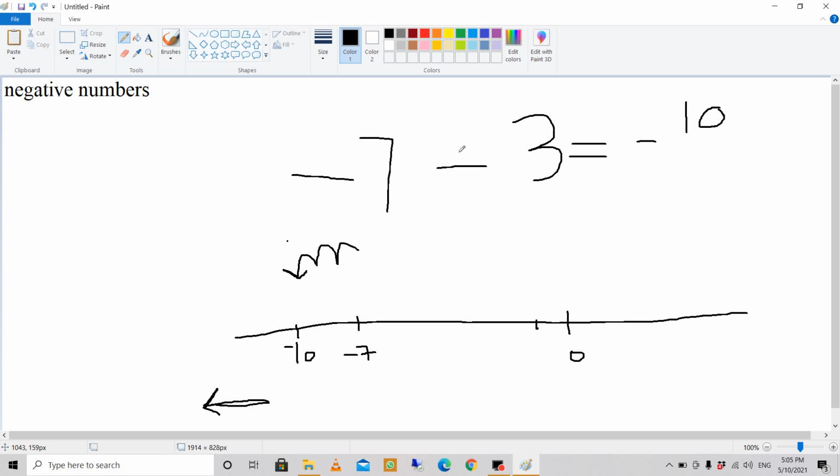So -7 minus 3 will be equal to -10. And if we add 3 to -7, then addition means moving towards the right side. So that means -6, -5, and -4. So -7 plus 3 will be equal to -4. So this is how the number line works. Let's solve a couple more examples.